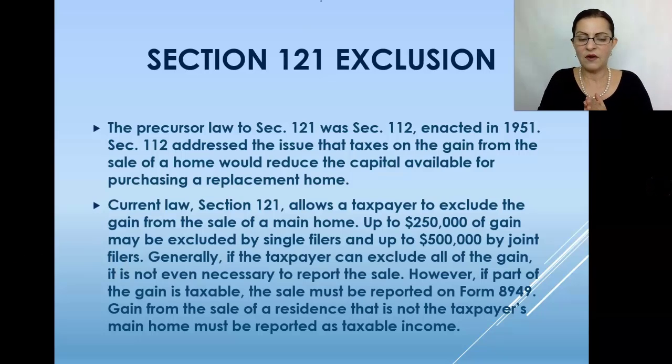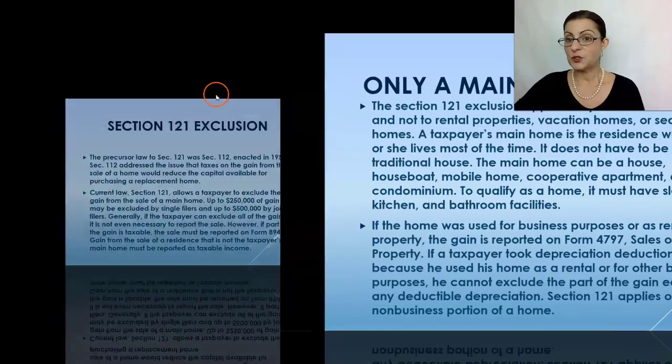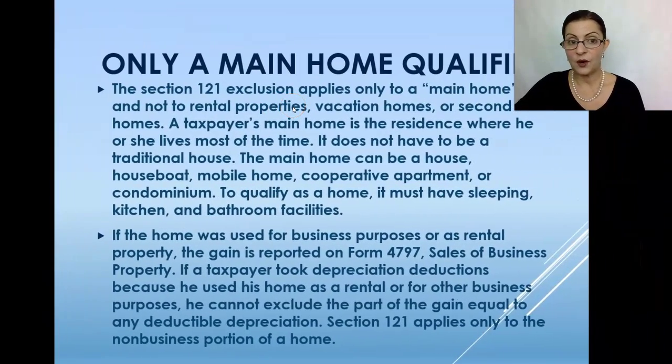Okay. Now, gain from the sale of a residence that is not the taxpayer's main home must be reported as taxable income, and then it doesn't qualify, all right, for the Section 121 exclusion. This is just for the sale of a main home. Section 121 only applies to a main home, not to rental properties, vacation homes, or second homes. And the IRS classifies the taxpayer's main home. The definition is the residence where the taxpayer lives most of the time. So the residence where you spend most of your time.